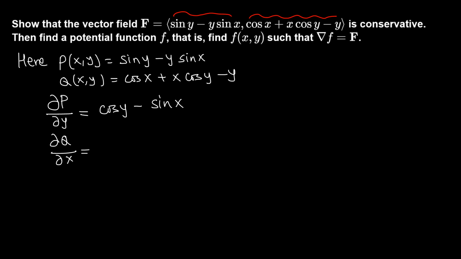Similarly, the partial of Q with respect to x: the derivative of cosine x is negative sine x, plus cosine y, which behaves like a constant, minus the derivative of y, which is 0 with respect to x, because it behaves like a constant. Oh, they are flipped, but they are still the same, because cosine y minus sine x. Same. That means the vector field is conservative.